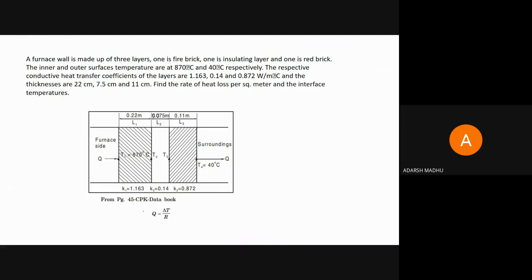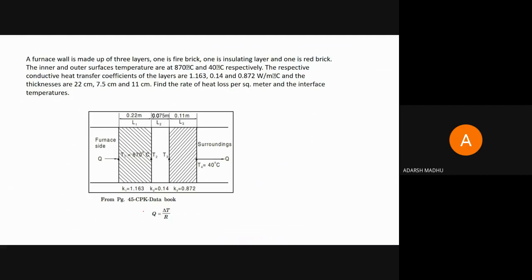I will read. A furnace wall is made up of 3 layers: one is fiber brick, one is insulating layer, and one is red brick. The inner and outer surface temperatures are 870 degrees Celsius and 40 degrees Celsius respectively.